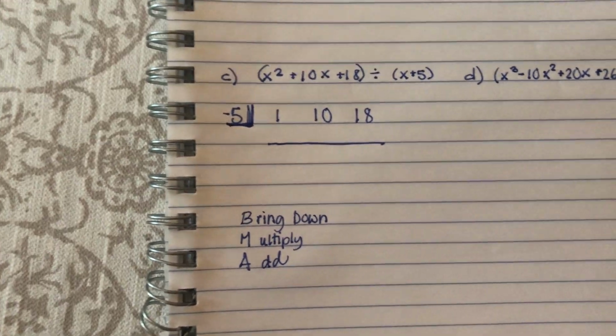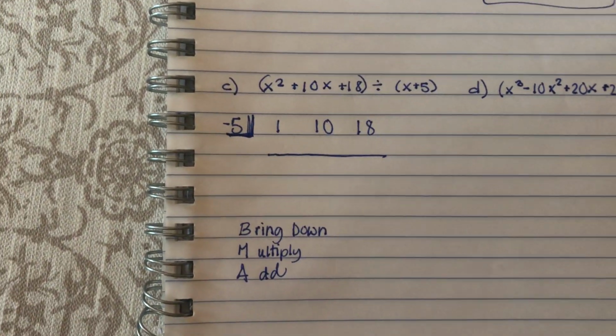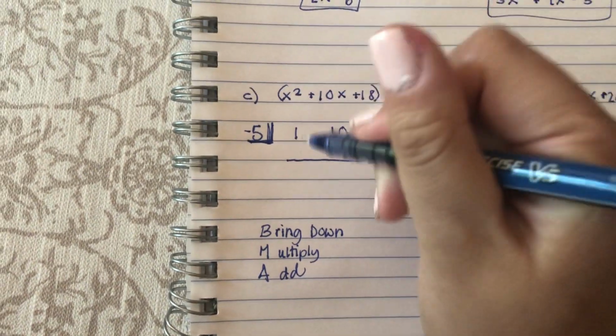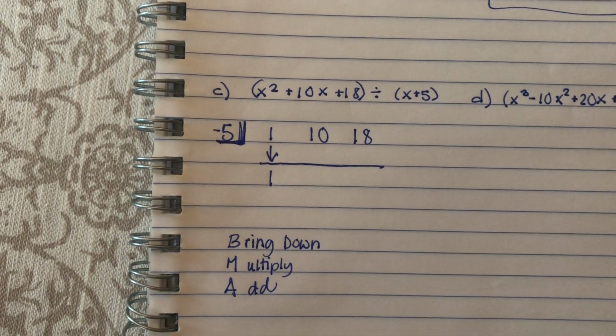And again, this is the shortcut for division. So it completely gets rid of the variable and you're just dealing with the coefficients, okay? First step is to bring down your first coefficient below the addition line. So we're going to bring down the 1.